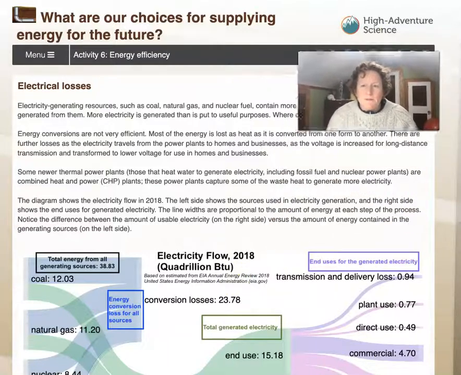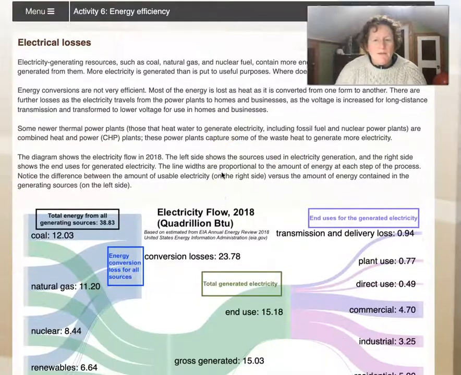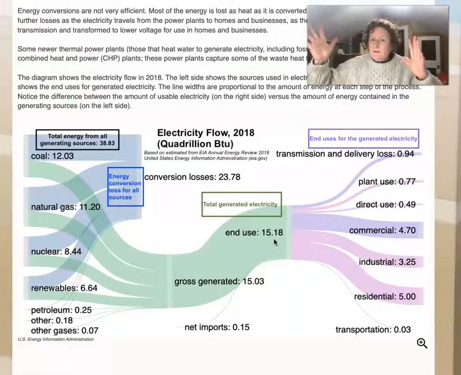So electrical losses. We can make a lot of electricity, but when we send it around, we lose some of that electricity. This graph shows how some of this electricity, about this 0.94 divided by 15.8, equals about 6%, is what's called line loss. That means some of the electricity gets lost along the way from where it's generated to where it's used.